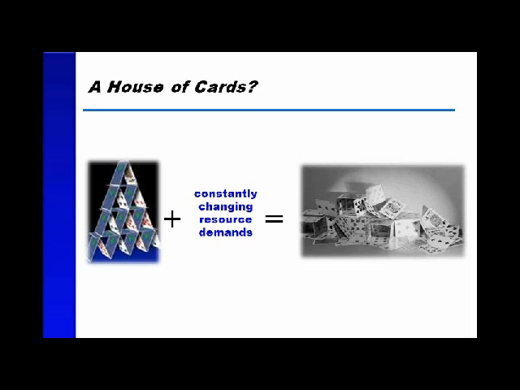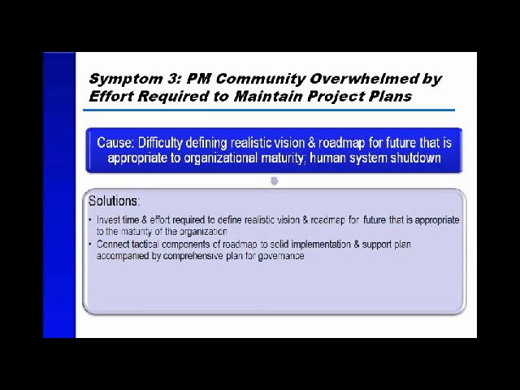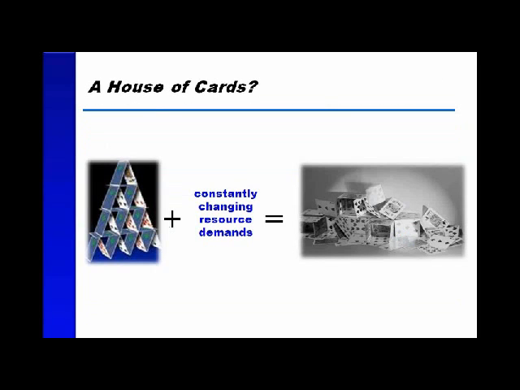We're going to see where the project managers in symptom number 3 that we talked about are overwhelmed. Right? Difficulty defining a realistic vision and a roadmap for the future that's appropriate to the organizational maturity. What do we get when the community is overwhelmed by the effort required to maintain project plans? We get this human system shutdown. We get this inability to use the solution realistically, and that shutdown leads to the issues we're talking about here, which is that we have this house of cards that's now come tumbling down. We have this inability to constantly change the project plans.